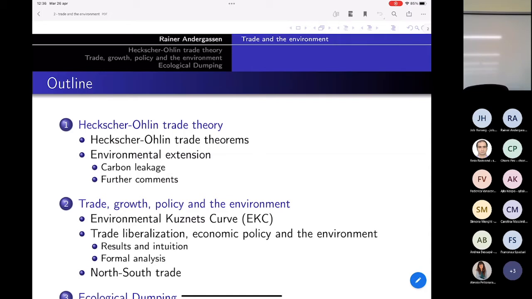And then what I would like to discuss at greater length is trade liberalization, economic policy, and environment. In the first part I introduce and discuss everything from a graphical point of view, so I don't use many formulas. Here I'll be a bit more detailed from a mathematical point of view. I'm showing you a formal way to analyze welfare.